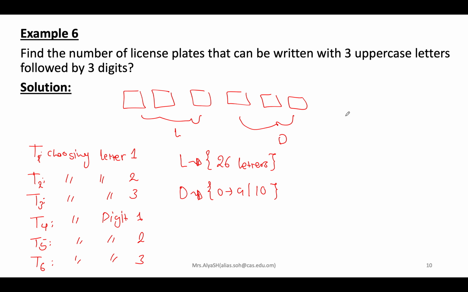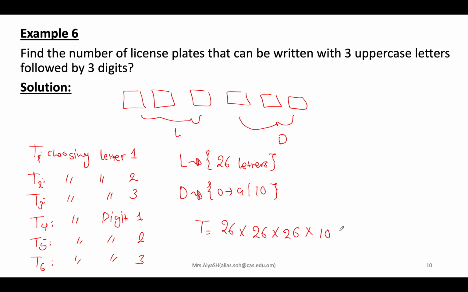Now, in order to complete the following tasks, I got 26 times 26 times 26, then 10, 10, and 10. And here we got 1,757,600 ways. And see here, there is no condition, only filling with 3 letters followed by 3 digits.